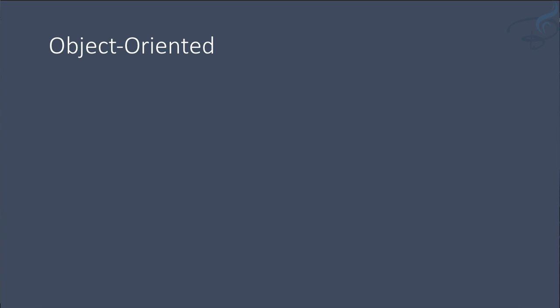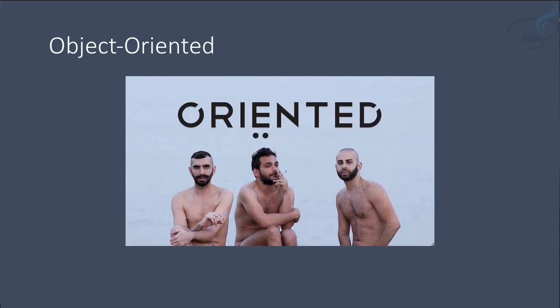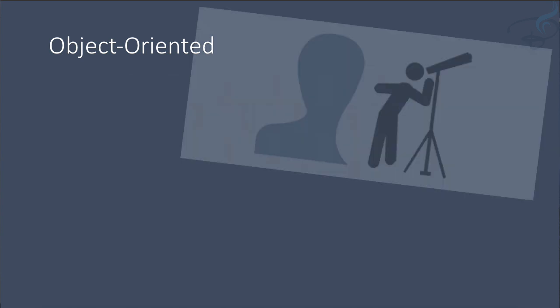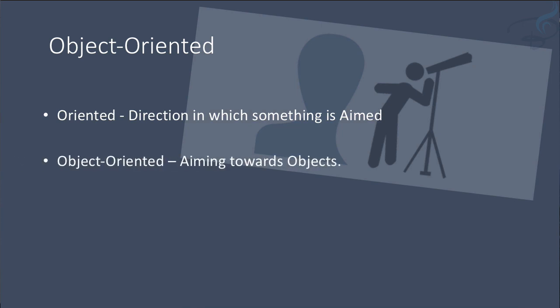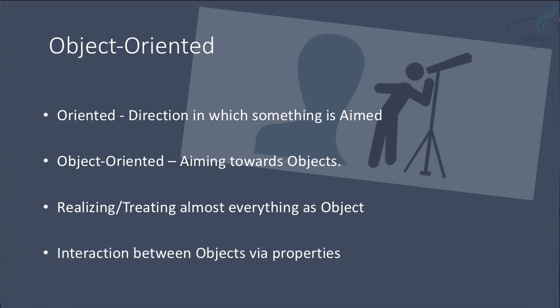Let's talk about the oriented. Oriented is a movie you need to watch, and that's not what I'm going to tell you about. Oriented means aiming towards something, or the direction in which something is aimed. So object oriented means aiming towards objects, treating or realizing almost everything as an object. An object has properties, and we interact between the objects via their properties.